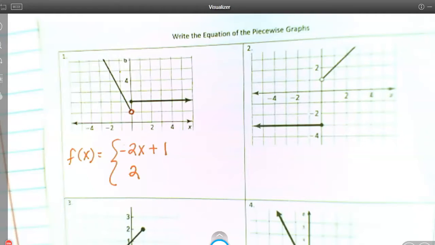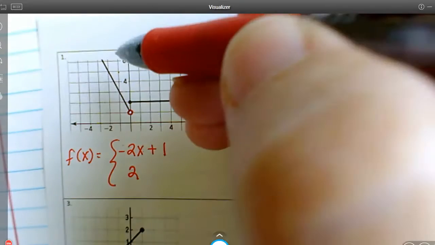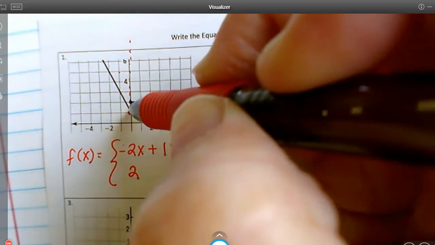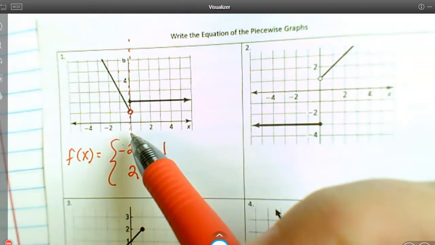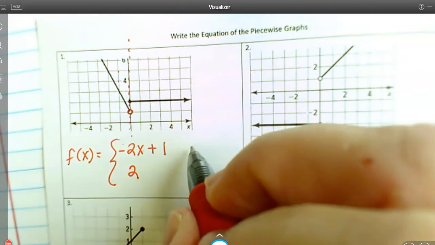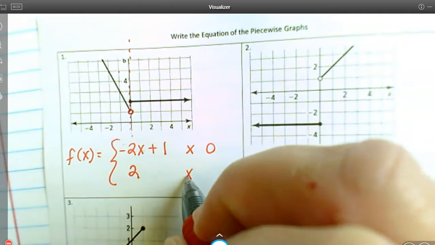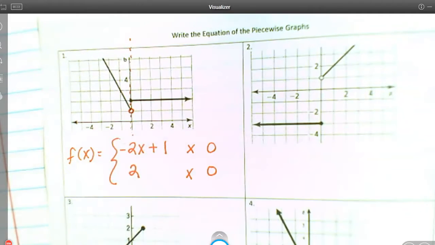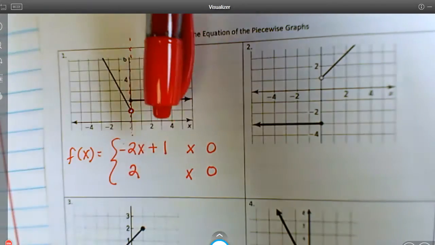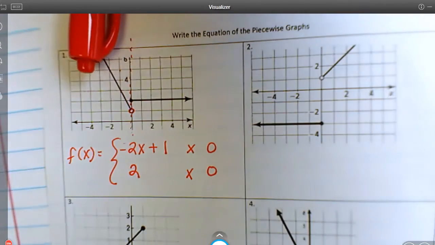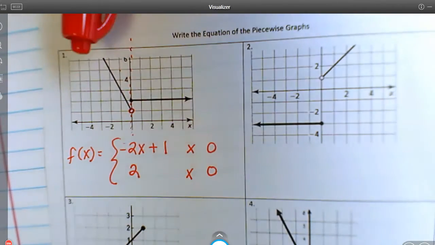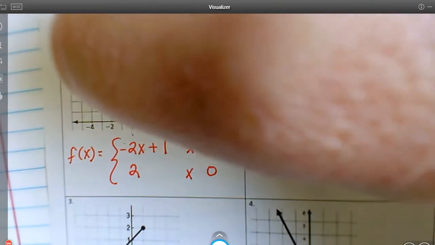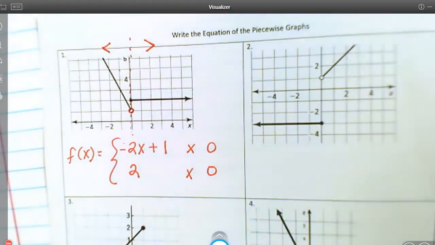Alright, the next part is to figure out where each part of it is included. Okay? It might help you to draw a line down the middle of it where it changes. Okay, this one changes at 0. So I know there's going to be an x and a 0 on both pieces. One of them is going to be less and one of them is going to be greater. Okay? If you think about that place where it changes, to the left of it is less, and to the right of it is greater. This is always less, this is always greater.